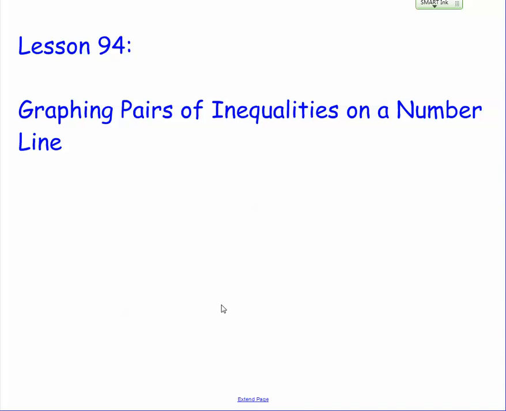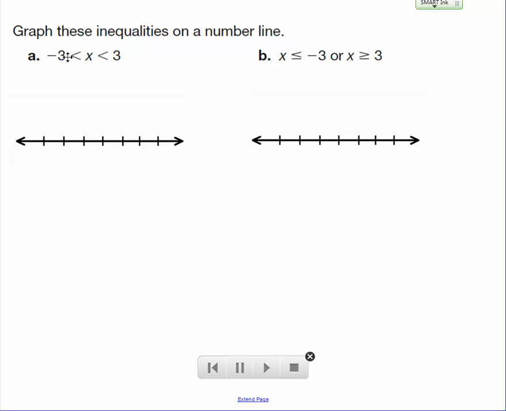All right, in lesson 94, we're going to graph pairs of inequalities on a number line. Sometimes instead of pairs of inequalities, people might call these compound inequalities. That's what I've always called them in the past. So we're going to graph compound inequalities on a number line today. And here's what I mean by compound inequalities.